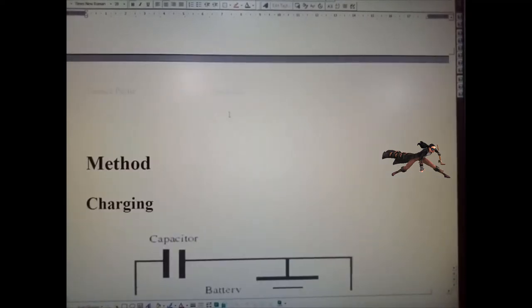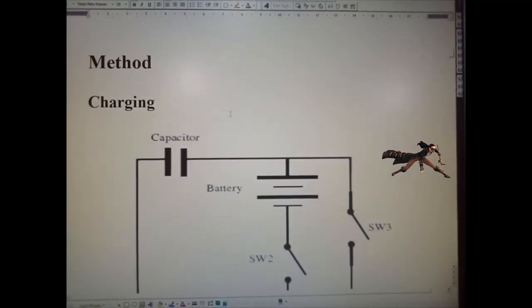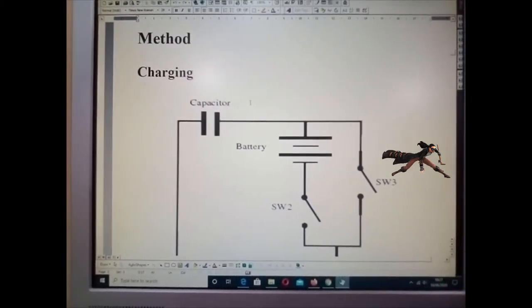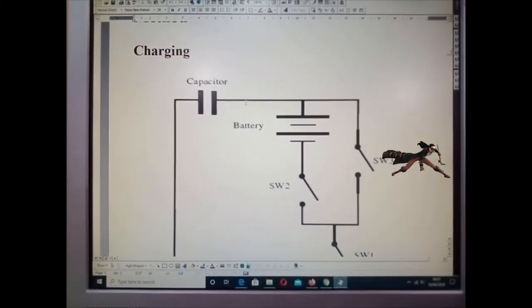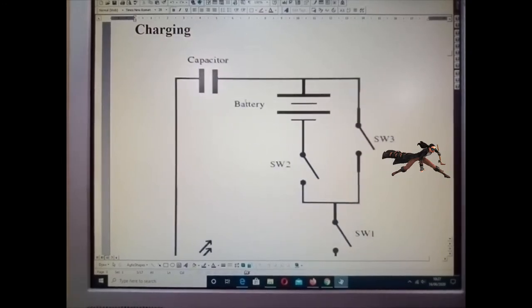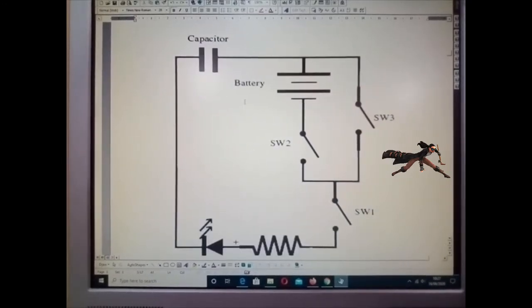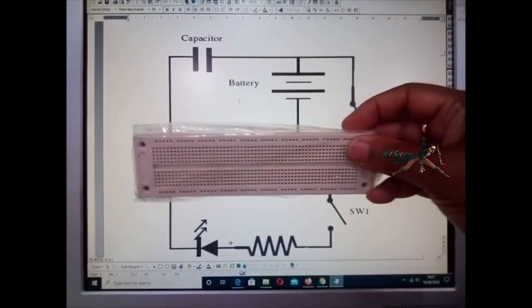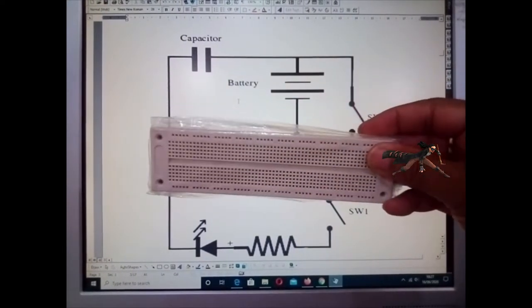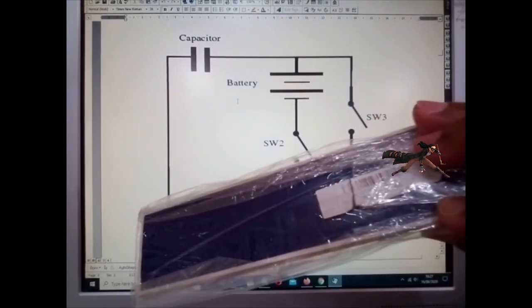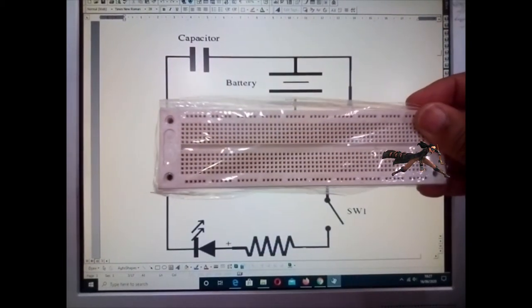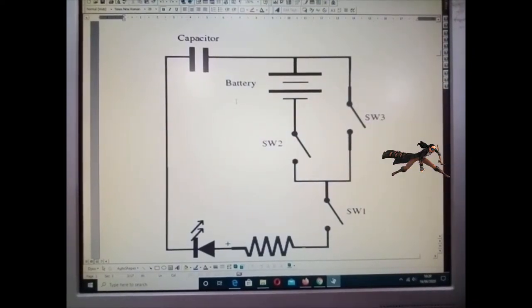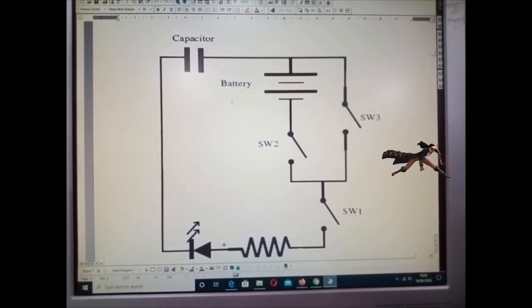Method, charging. Okay, let me just go back a little bit. Now this is the circuit that you need to build using your breadboard, okay? You notice that it's blank on one side and it has your connection on the other side, okay? That's what your circuit would look like.